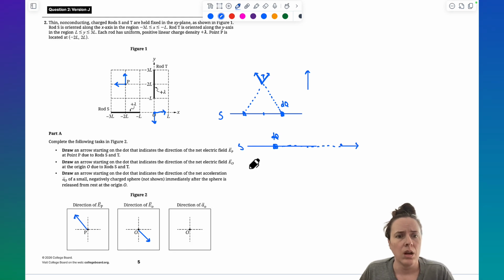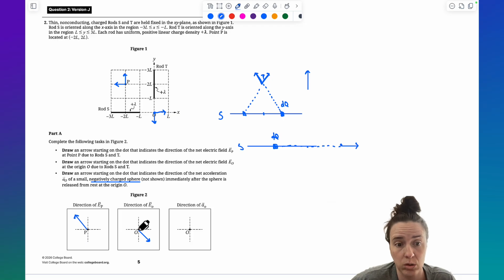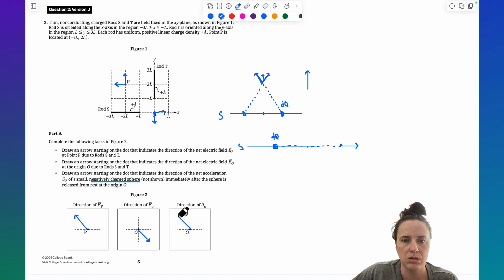So, all right, for the acceleration, you need to remember that positively charged particles are going to follow the electric field line. Negatively charged particles are going to do the opposite. So if I was going to put a positive charge at the origin, it would go down and to the right. But it's a negative charge, so it's going to do the opposite. So it's going to go up and to the left. Cool. That's part A. That was nice.